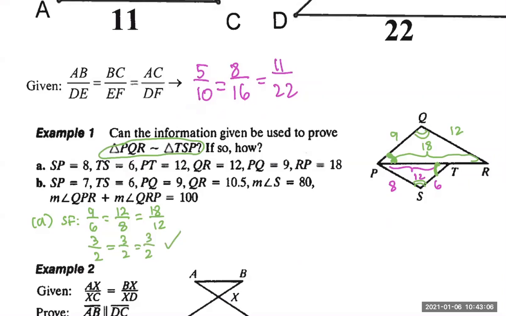Okay, so the way that I would answer this question is to write out the proportion and then to say, yes. The question is, can the information prove that those triangles are similar? We would say yes. And the reason for that is side, side, side. All three sets of sides are proportional to each other.